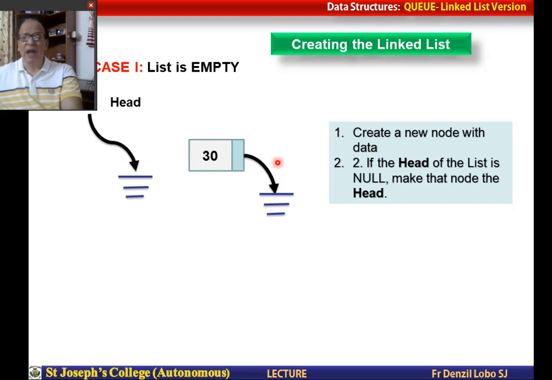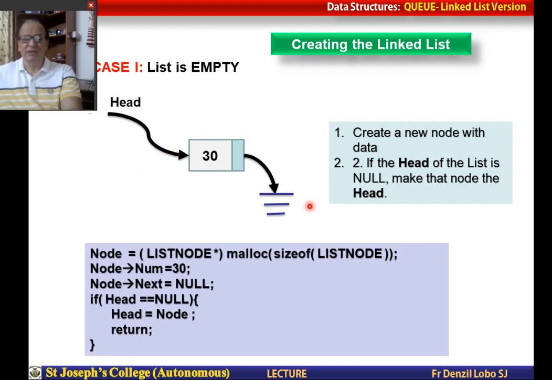Now I have created a node which contains 30, and its address is here. And what I have got to do, since head is pointing to null, is make the address of this node the head of the list. I assign the address to head. So automatically now that will be removed. Now head is pointing to the first node we have created. So this list contains only one node, and that is the head of the list. And that is done like this.